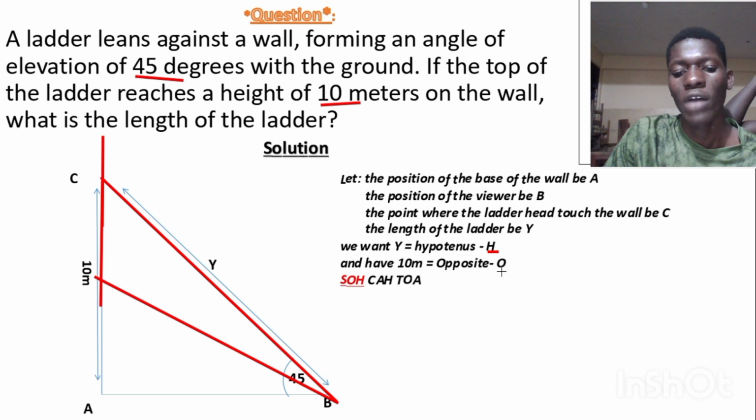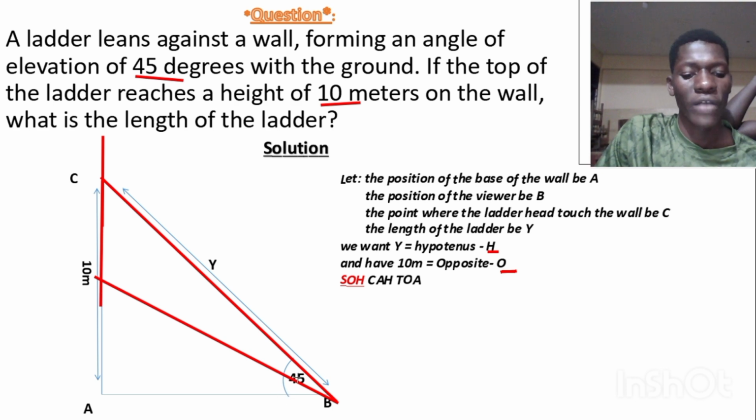Looking at the positions, O and H, H and O can only be found in the first one, which is sine theta equal to what? Opposite over hypotenuse. So the theta right now is 45 degrees. So sine 45 degrees should be equal to opposite, which is the 10 meters, over the hypotenuse, which is y. So it should equal 10 over y.